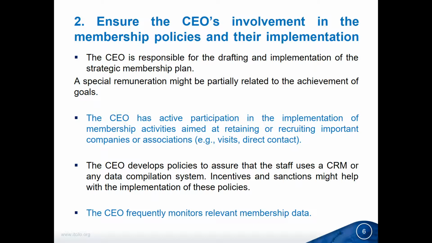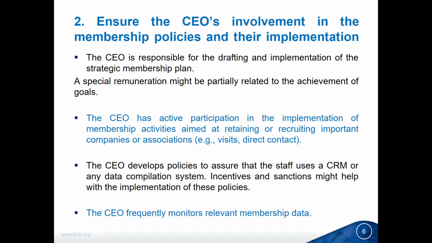Some organizations even have an interesting system in place where the remuneration of the CEO is partially related to the achievement of the membership goals. So if the board fixes a number of targets, for example, the number of paying members should increase from 150 to 250 in one year, the bonus of the CEO is even linked to the achievement of that target. It is one of the core structural objectives and functions of the EBMOs.